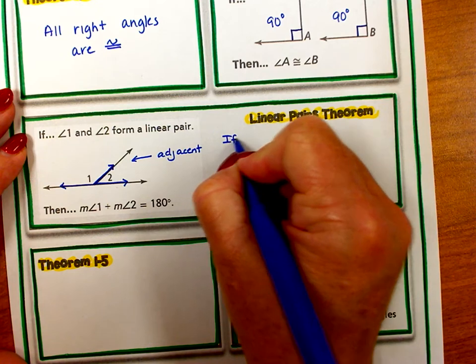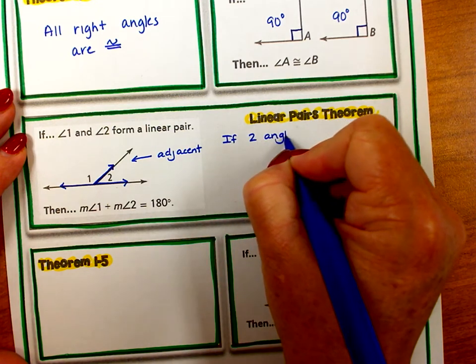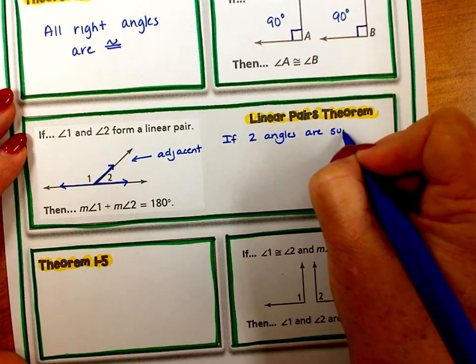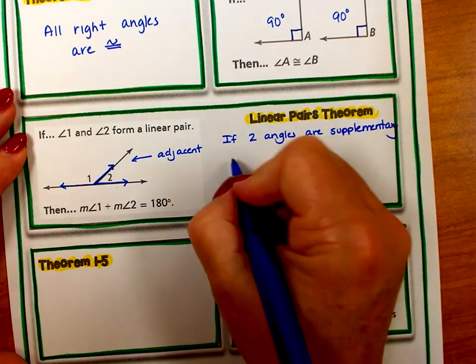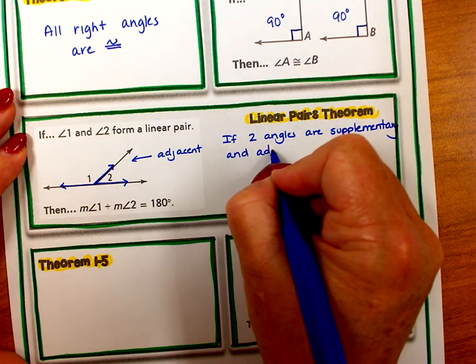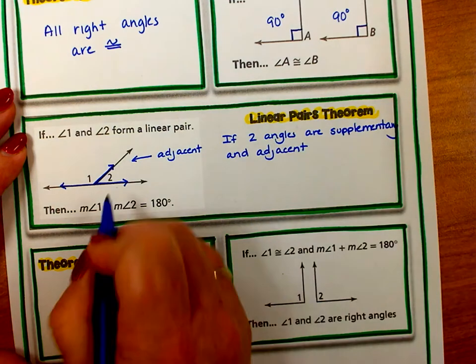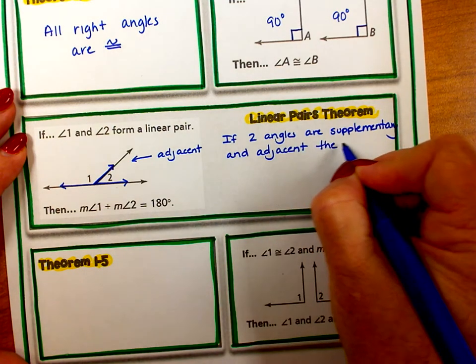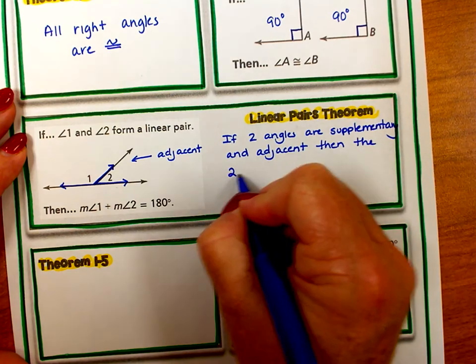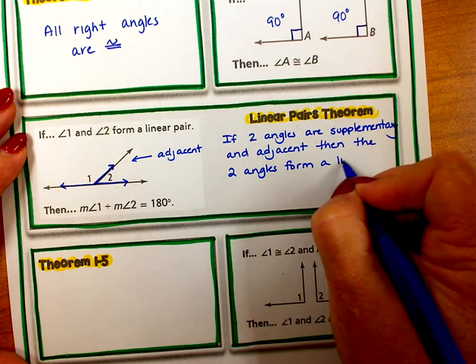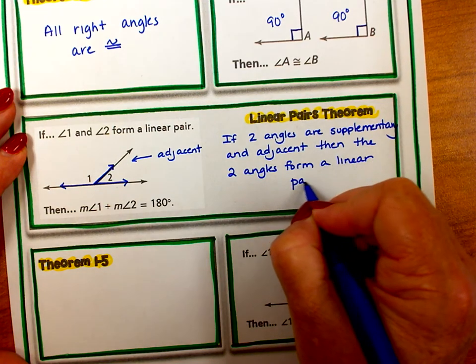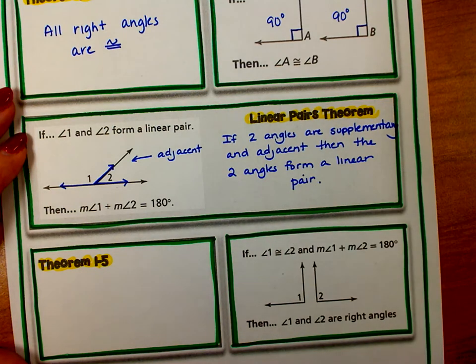So we can say if two angles are supplementary, which of course means they add up to 180 degrees, if two angles are supplementary and adjacent, so they also share a side, then the two angles form a linear pair. Okay, let me read that back to you. If two angles are supplementary and adjacent, then the two angles form a linear pair.